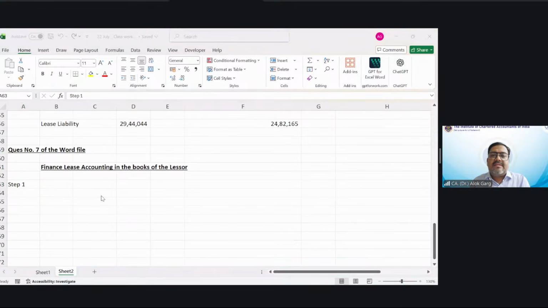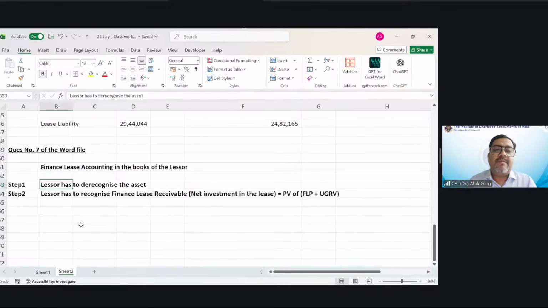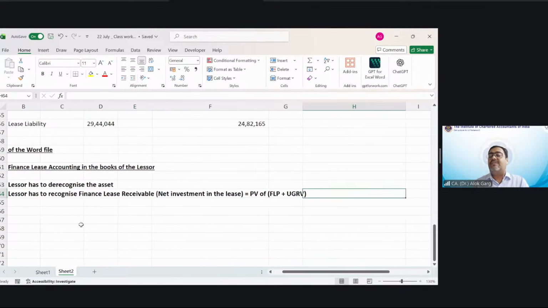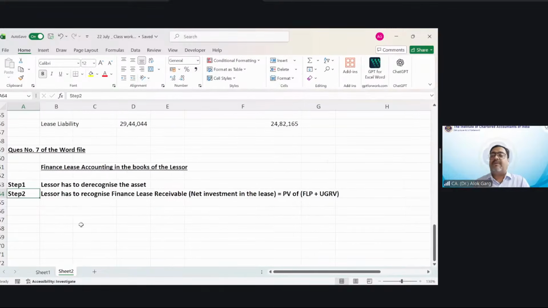Let me take the steps from my detailed class so that I don't need to write them, and I will be able to save time. Just a minute, let me take the finance lease steps from my last class, my detailed class. Step number 1, the lessor has to de-recognize the asset. Step number 2, the lessor has to recognize the finance lease receivable, which is my net investment in the lease, which is the present value of future lease payments plus unguaranteed residual value.